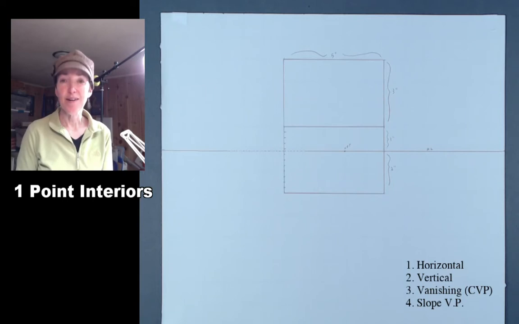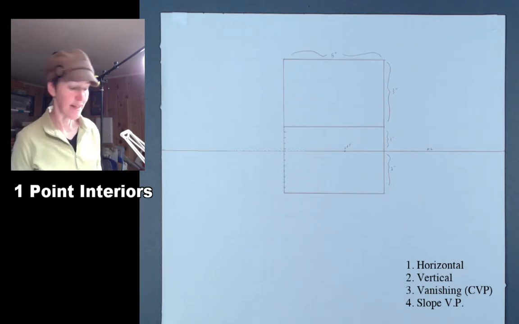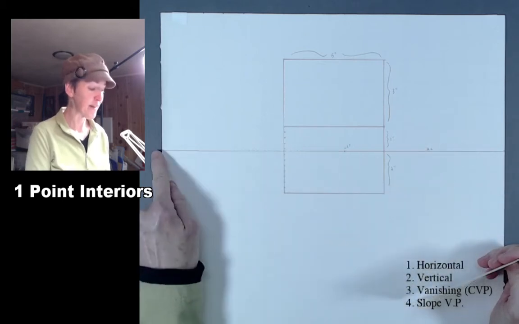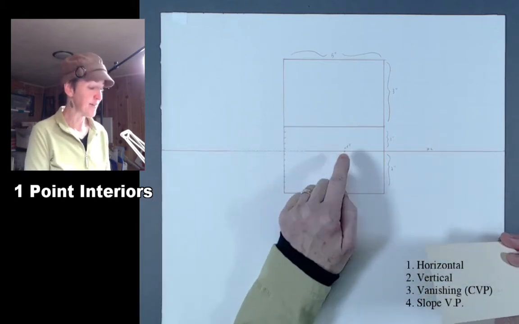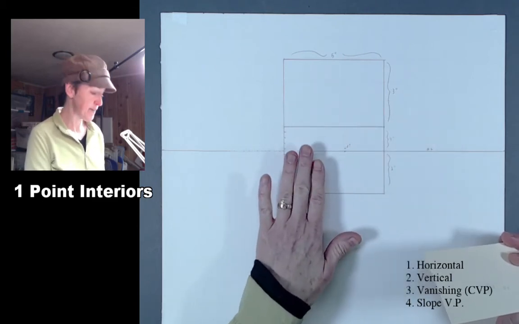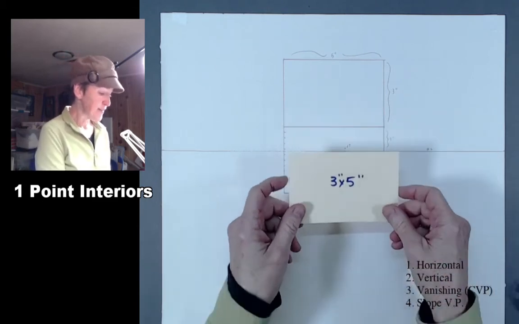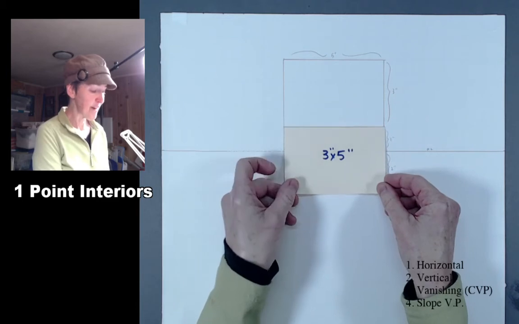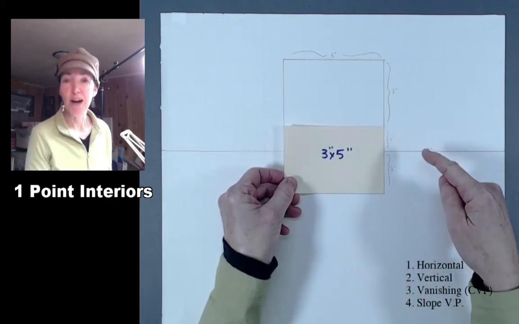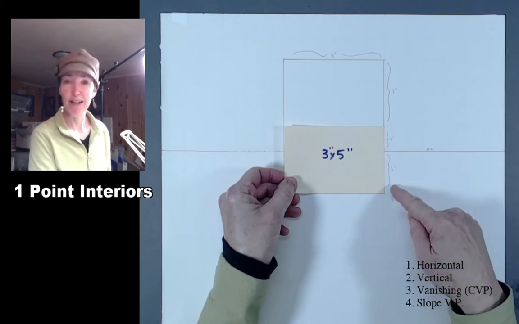And so to get started, I'd like you to set up your paper like mine is. So I'll talk you through what we've got. We've got the horizon line with the central vanishing point. I made my central vanishing point slightly off to the side so that we can see more of the side view of the steps. And then what I'd like you to do is you're going to draw a 3x5 rectangle. I'd like 1 inch of it above your eye level and 2 inches of it below your eye level.